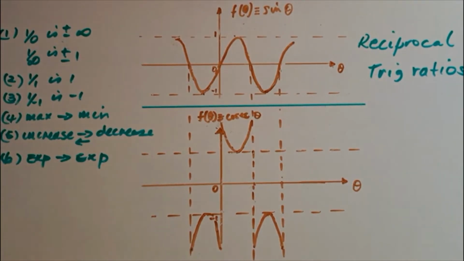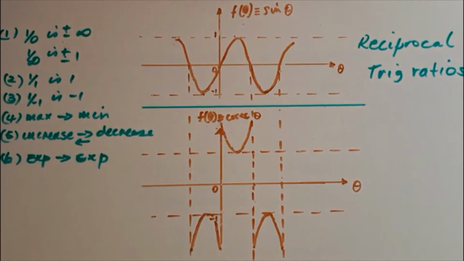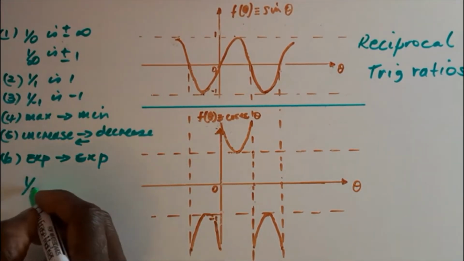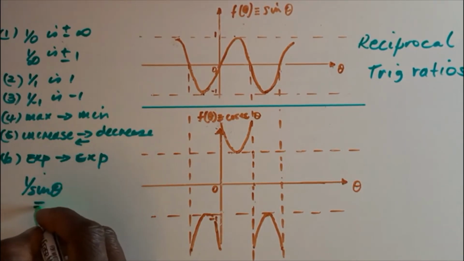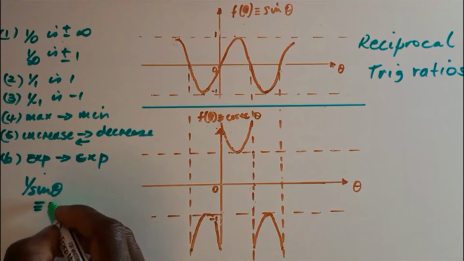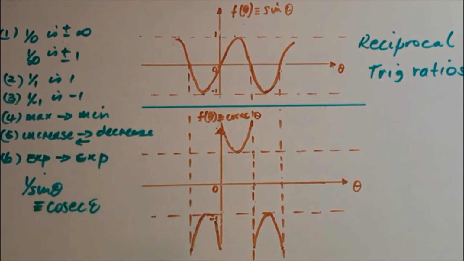Now let's move on to the two graphs that we're looking at here. You must be familiar with the sine wave, or sine theta, and its inverse, so that's 1 over sine theta, which is equivalent to cosec theta, and that's the graph you see below here.